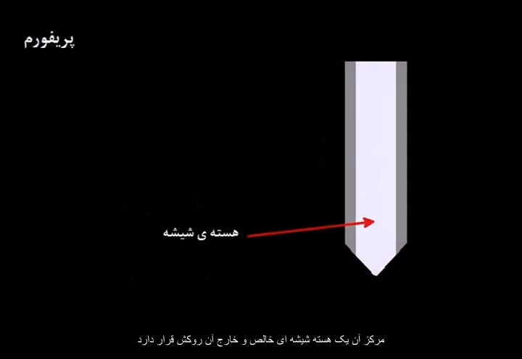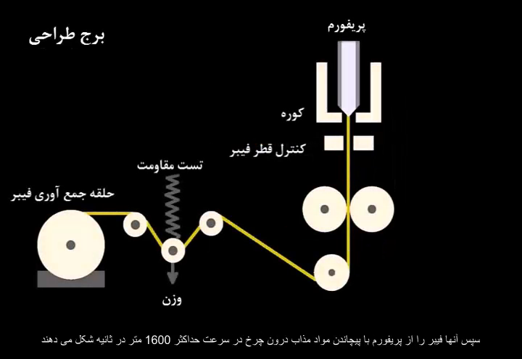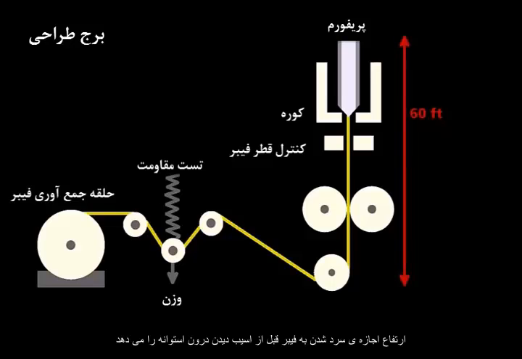To make such a long, thin piece of glass, engineers heat a large glass preform. Its center is the pure core glass and the outside the cladding. They then draw or pull a fiber by winding the melt onto a wheel at speeds up to 1,600 meters per second. Typically, these drawing towers are several stories tall. The height allows the fiber to cool before being wound onto a drum.